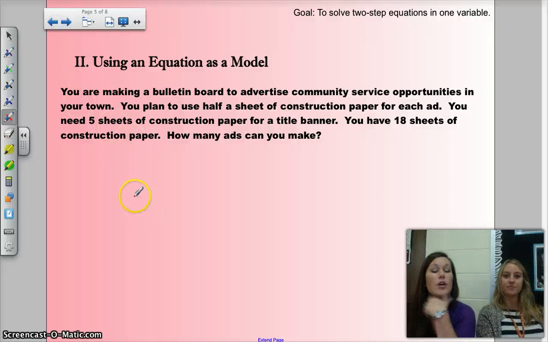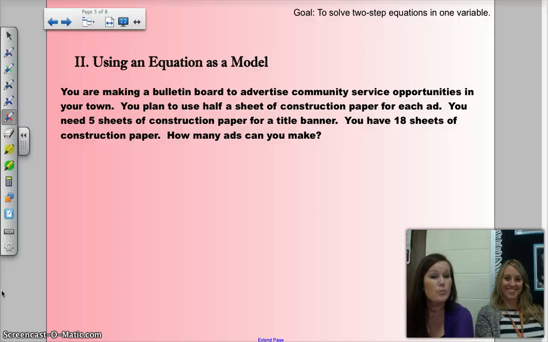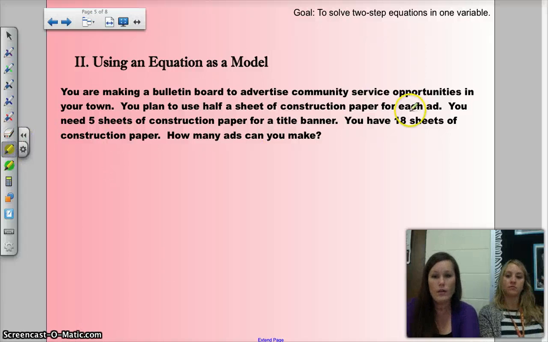Okay, using an equation as a model. You're making a bulletin board to advertise community service opportunities in your town. You plan to use half a sheet of construction paper for each ad. You need 5 sheets of construction paper for a title banner. You have a total of 18 sheets.